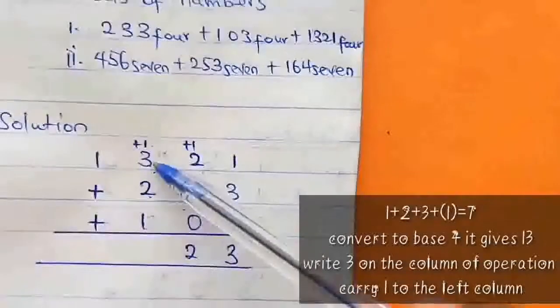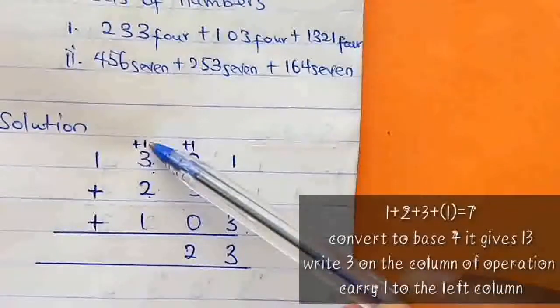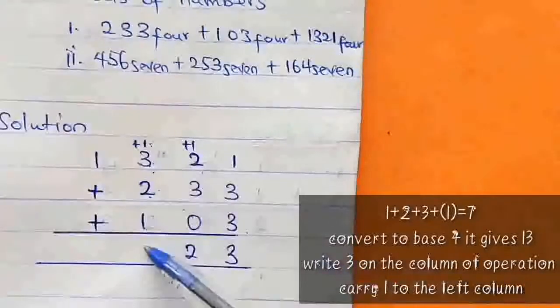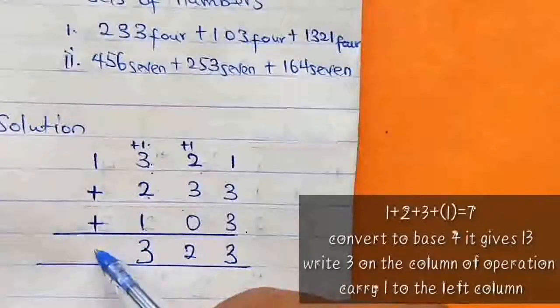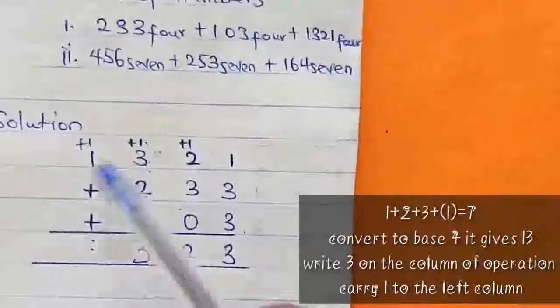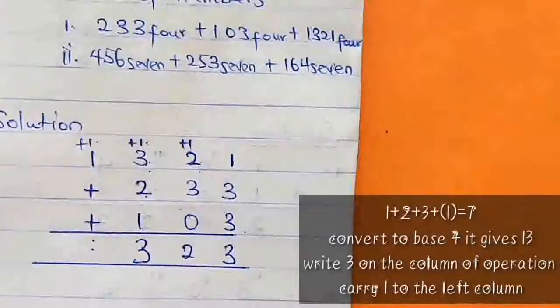1 plus 2 plus 3 plus this one will give us 7. Convert it to base 4, it will give us 1, 3. And we write 3 here and carry 1 to here. 1 plus this one will give us 2.